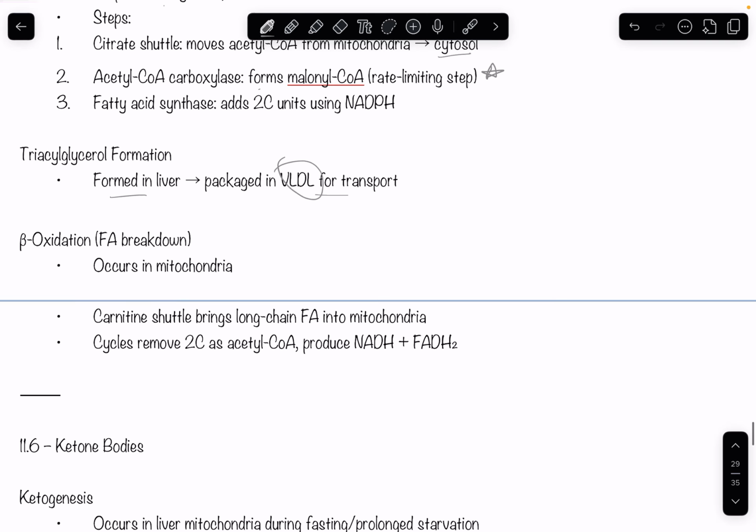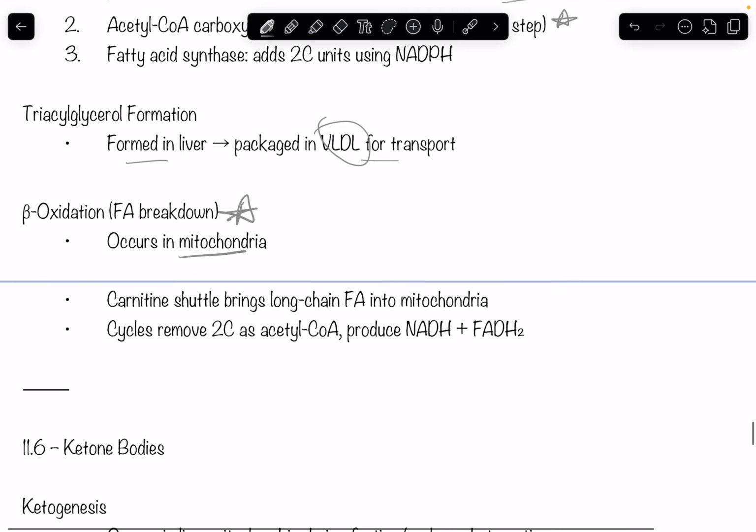Beta oxidation, very important. You need to know it occurs in the mitochondria, and then your carnitine shuttle brings long fatty acids into the mitochondria. Each cycle removes 2 carbons and makes those 2 carbons acetyl-CoA. So you take 2 carbons as acetyl-CoA, and then you produce NADH plus FADH2.